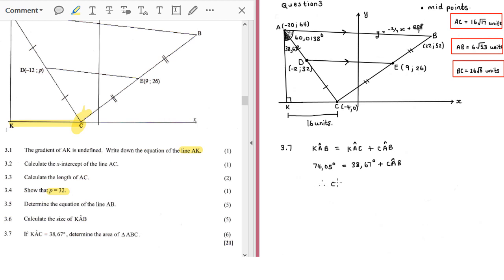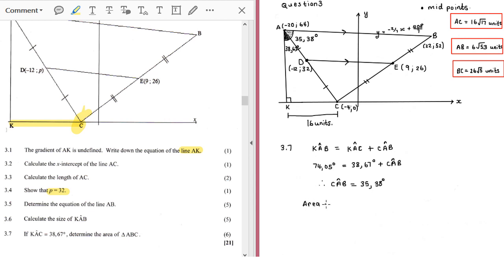Okay, so therefore the angle CAB has to equal 74.05 minus 38.67. So that gives you 35.38 degrees. Okay, so then over here we wouldn't have this calculated value, we would actually have 35.38 degrees.